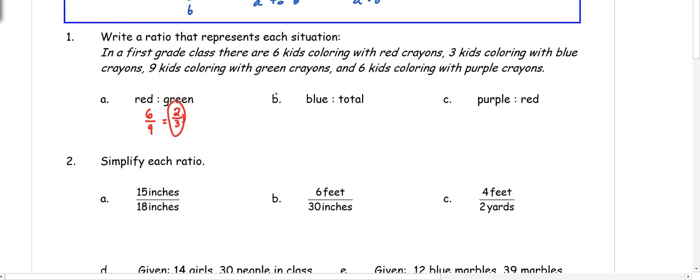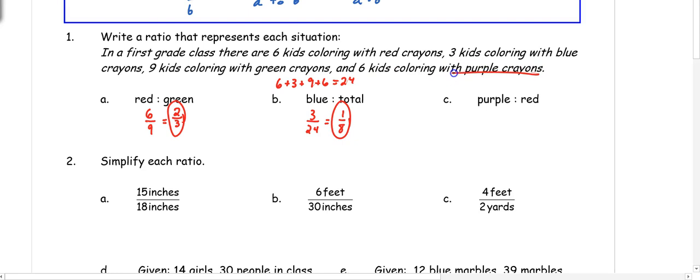B, we want to compare the blue crayons to the total. So we know that there are 3 kids coloring with blue, and to figure out the total, we're going to add up all of the kids together. So 6 plus 3 plus 9 plus 6, which gets us 24 kids. So we're going to have 3 over 24, and that reduces to 1/8 because I can divide both of them by 3.